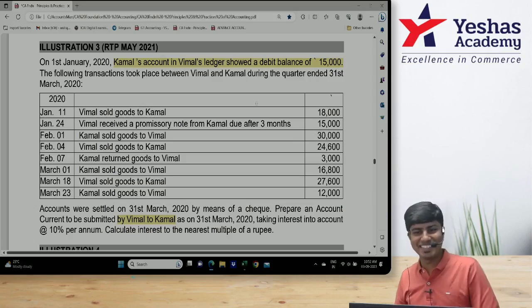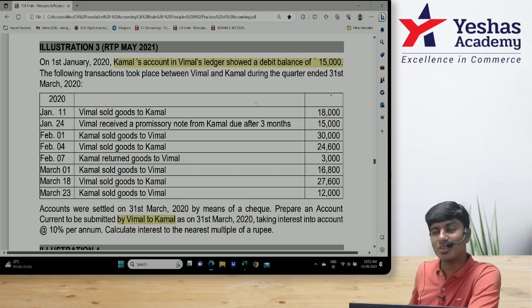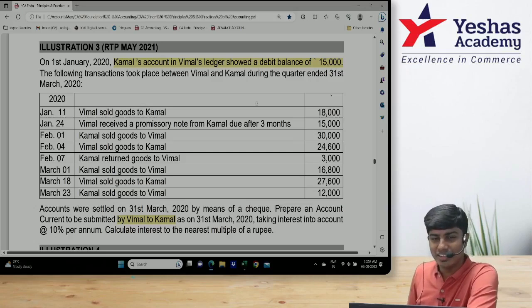Kamal's account in Vimal's ledger showed a debit balance of 15,000. So in whose books? Whose ledger? Showed debit balance of 15,000. What does it mean? Vimal to receive 15,000 from Kamal. Vimal to receive 15,000 from Kamal. V to receive 15,000 from K.